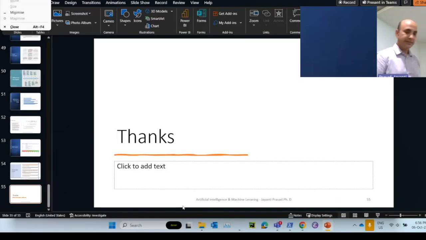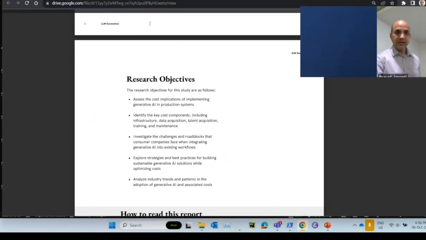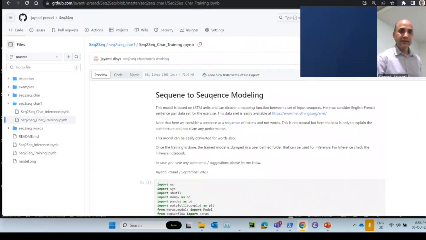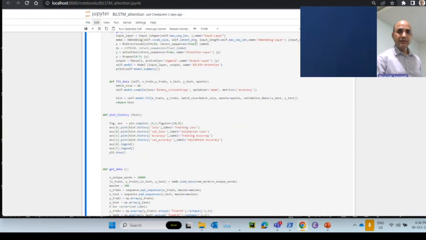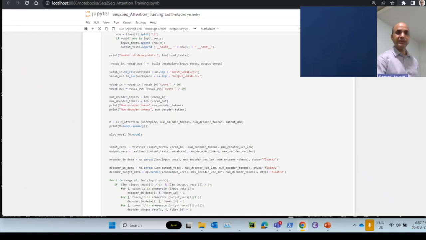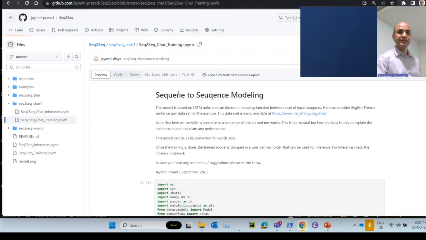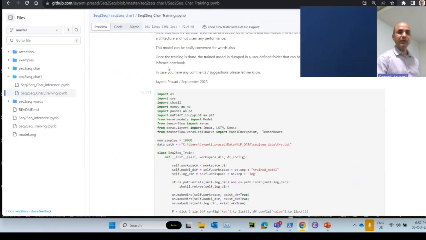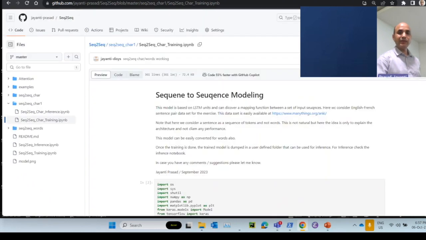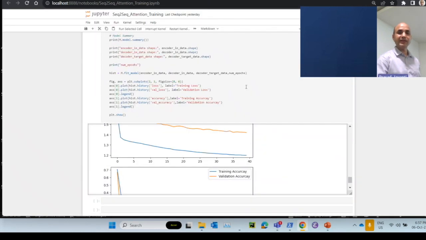I will just close this and maybe show some Jupyter notebooks. One notebook is this one, LSTM with attention, and one is the sequence to sequence. I have written two sequence to sequence notebooks. One is sequence to sequence without attention, this one, and the other is sequence to sequence with attention.